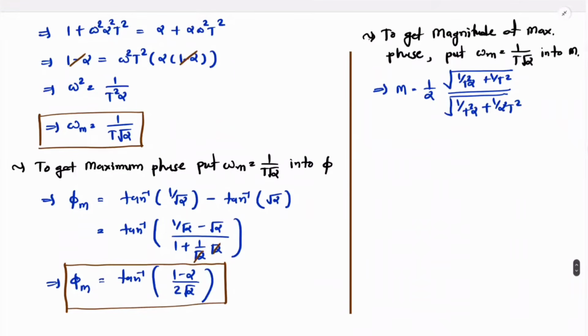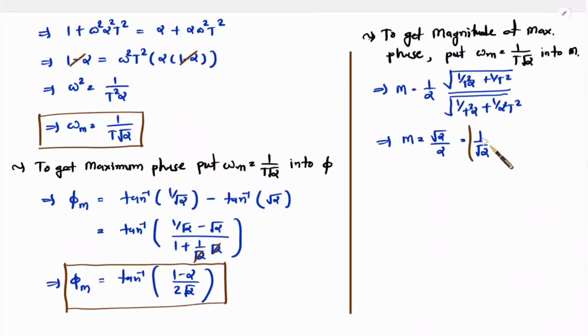If you carefully observe, here 1 by t square is common to numerator and denominator, and that is getting cancelled. So here we have square root of 1 by alpha plus 1, and inside the square root we have square root of 1 by alpha into 1 plus 1 by alpha. So square root of 1 by alpha plus 1 is getting cancelled, and the simplified resultant output will be square root of alpha divided by alpha, that will be 1 by square root of alpha.